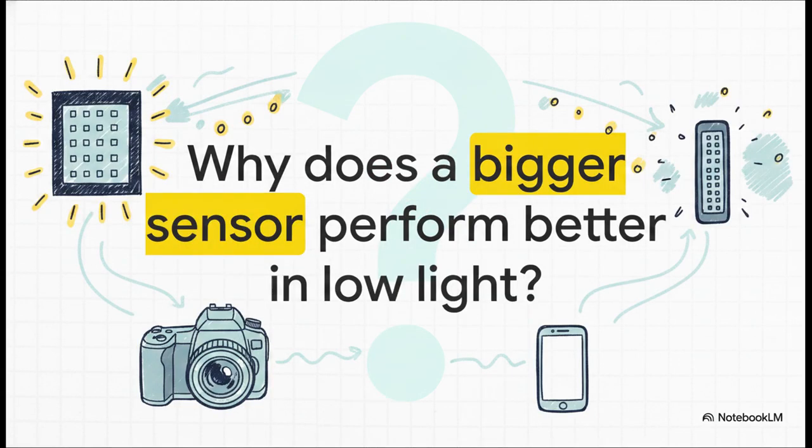Question 3. Why does a bigger sensor generally perform better in low light? And this brilliantly illustrates exactly what we talked about regarding that massive DSLR sensor versus the tiny one tucked into the back of your phone. It all comes down to gathering capacity.